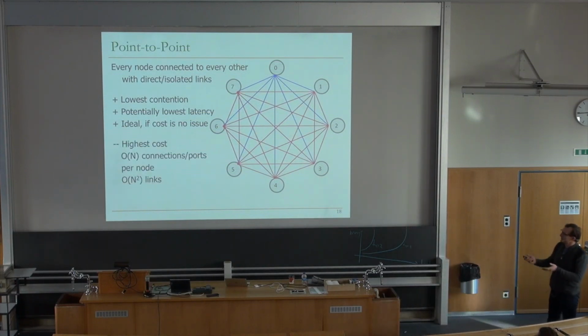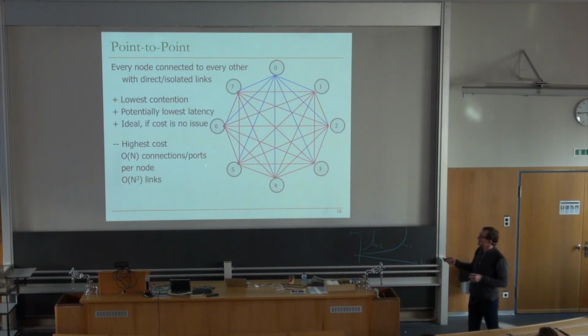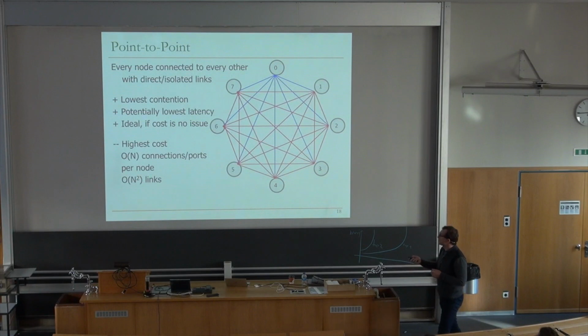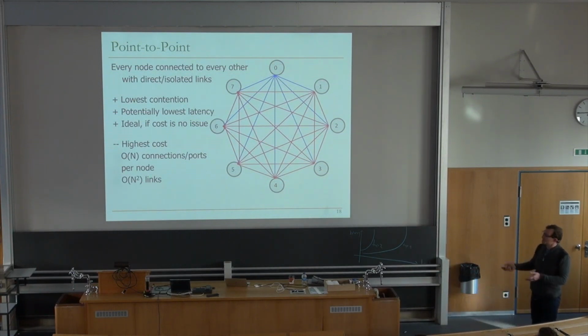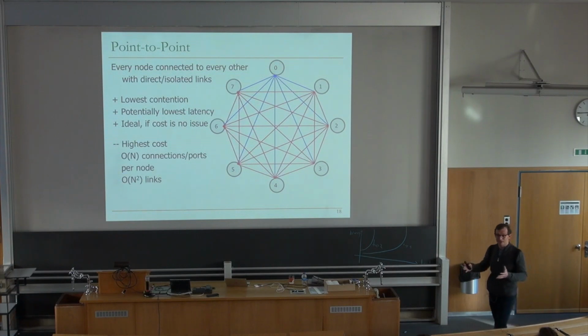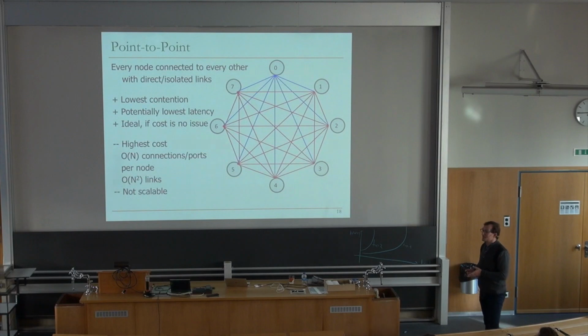OK, so clearly, as I said, it's highest cost, because now you have an order of n connections and ports per node, an order of n square links. And that's the big downside. That's why these are not built except for very simple systems. And because of that, it's not scalable.